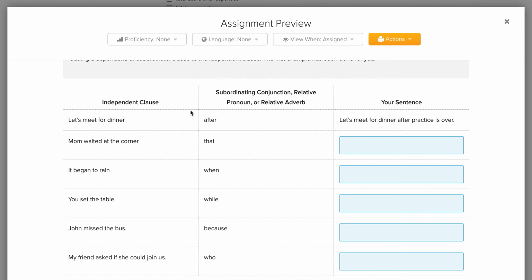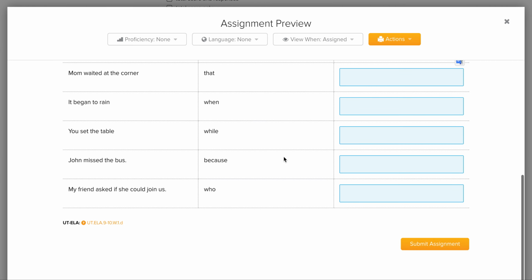So let's look at this first example. "Let's meet for dinner." That's an independent clause. Now they want you to add a dependent clause to that, beginning with the word "after." So here's their example. "Let's meet for dinner after practice is over." "After practice is over" would be a dependent clause. So you'll just write your own examples of that.